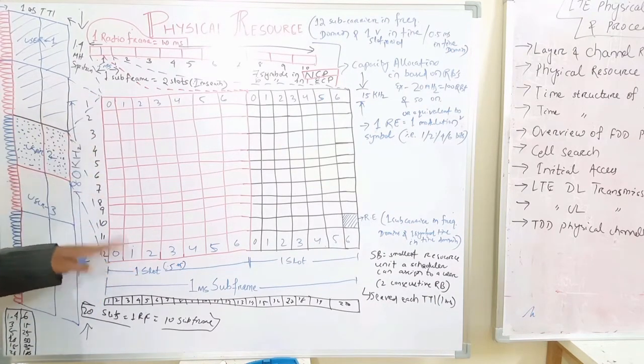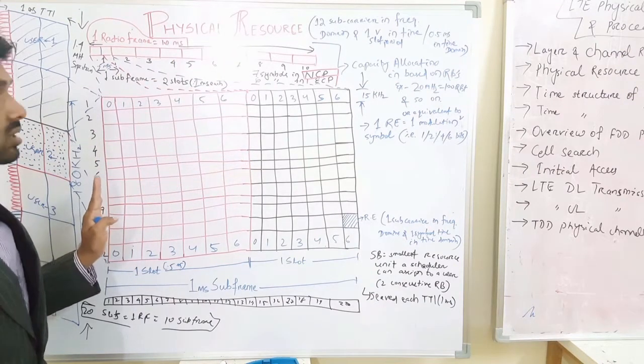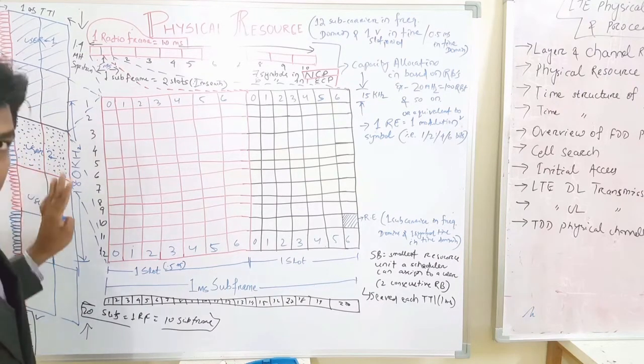This is a total of 180 kilohertz in the frequency domain and 1 millisecond in the time domain. I have drawn a 1.4 megahertz spectrum having 6 resource blocks: 1, 2, 3, 4, 5, 6. And this is just 1 TTI, 1 transmission time interval, or 1 millisecond. And these are all the subcarriers in a 1.4 megahertz, 6 resource block condition: 12 into 15 kilohertz is 180, 180 into 6. So that much is allocated for user utilization.